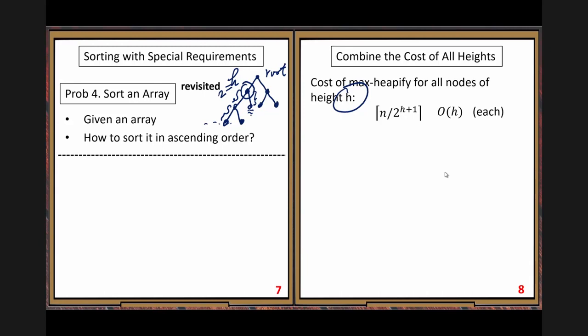Not 1. Not this one. This one, we will get 1. It's not the longest path. We want to calculate the longest path. So here, suppose there is one node with height h. You connect to one of the leaves through the longest path to the bottom through h edges, right? h edges. This number gives you the number of edges.